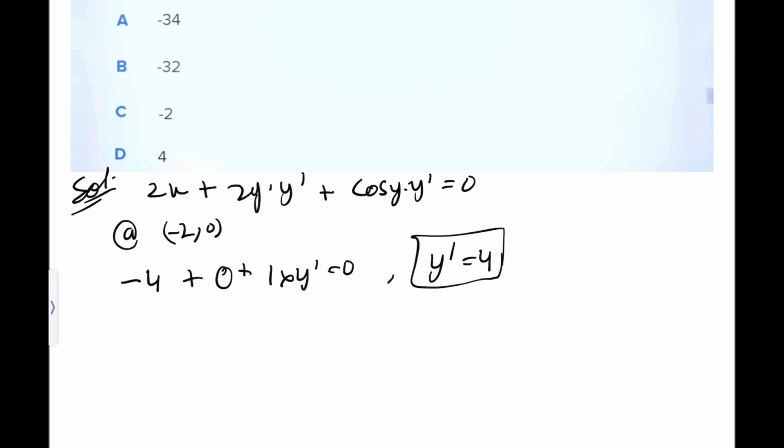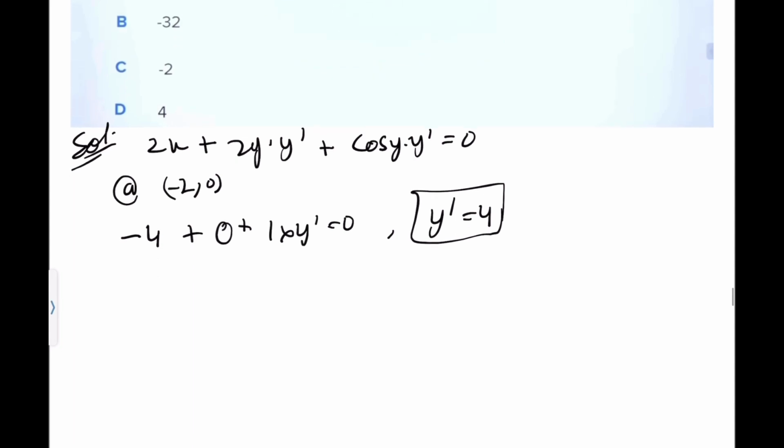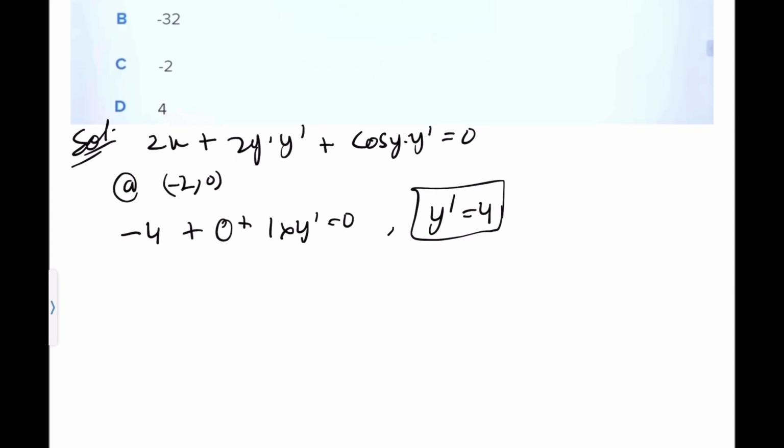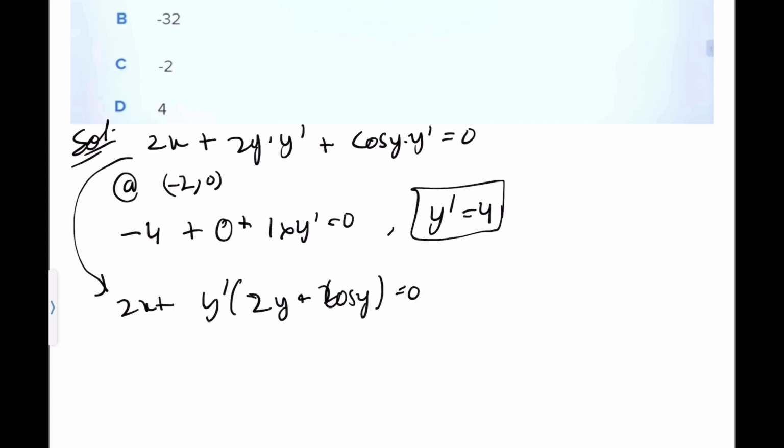Now we need to find our y''. First we are going to simplify this equation. We will take out y' as common, so it will be 2 + y'(2y + cos y) equals 0.